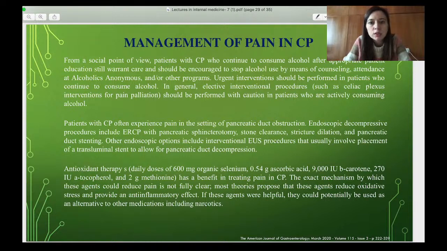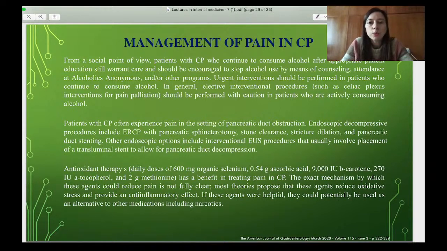In general, elective interventional procedures should be performed with caution in patients who are actively consuming alcohol. Patients with chronic pancreatitis often experience pain in the setting of a pancreatic duct obstruction. Endoscopic decompressive procedures, including pancreatography with pancreatic sphincterotomy, stone clearance, stricture dilatation, and pancreatic duct stenting.